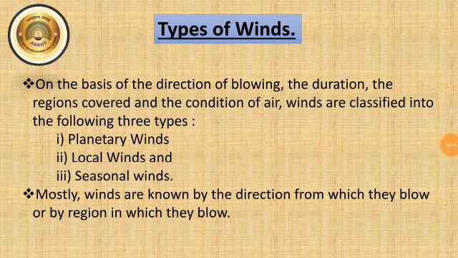Now, next comes the types of winds. On the basis of the direction of blowing, the duration, the regions covered, and the condition of the air, winds are classified into the following three types: planetary winds, local winds, and seasonal winds. Most winds are known by the direction from which they blow or by region in which they blow.